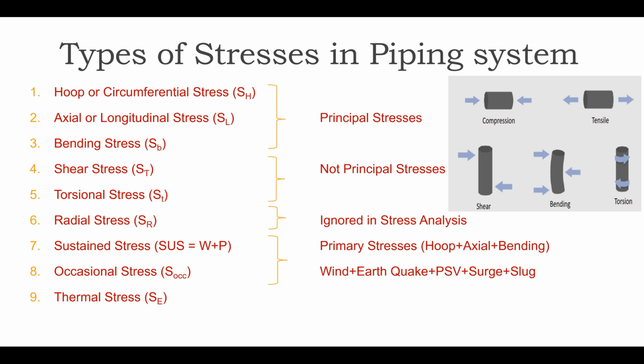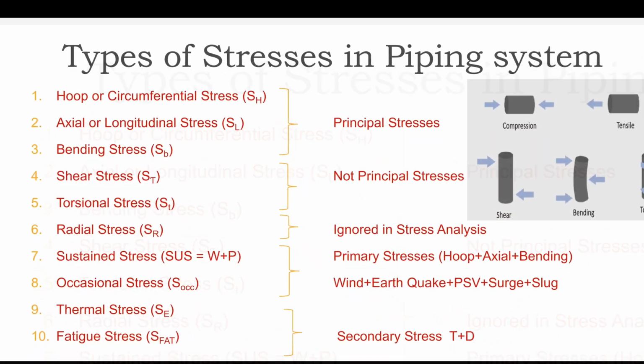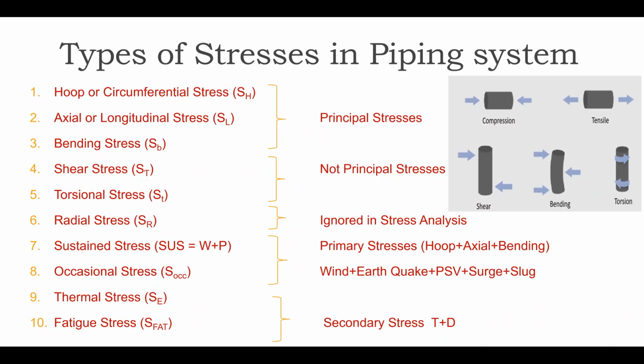Thermal stresses. Thermal stresses are due to temperature and are called secondary stresses, which are self-limiting in nature. The last one is fatigue stresses, which are cyclic in nature and also come under the secondary stress category. So these are the 10 types of stresses that a piping system has to face during its entire design life.